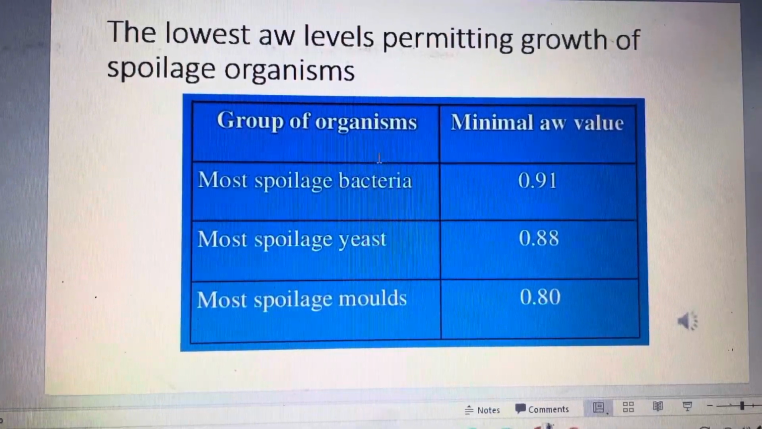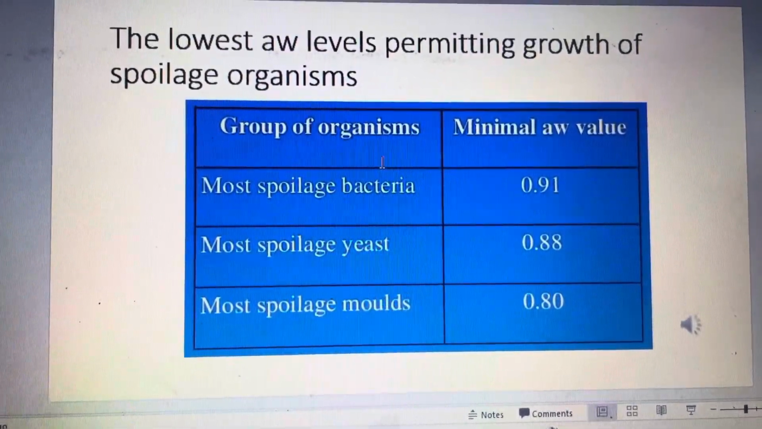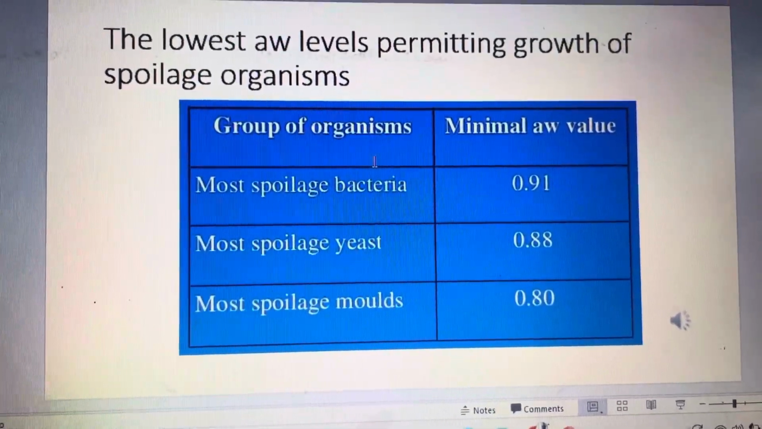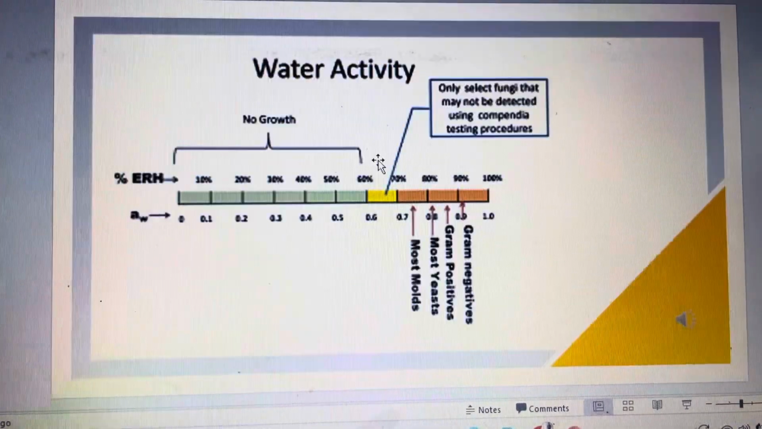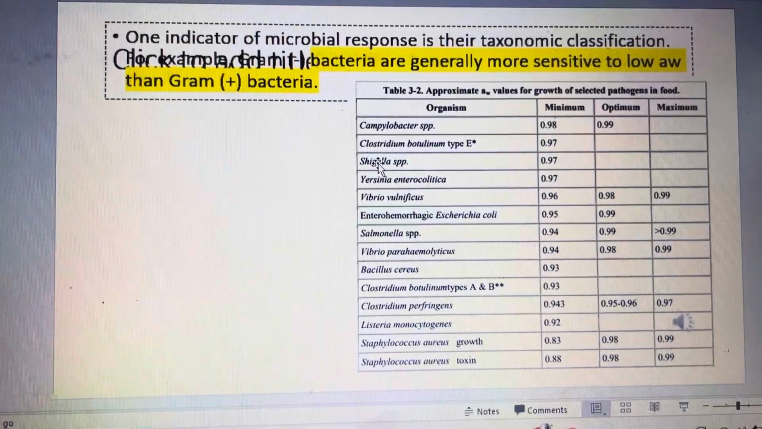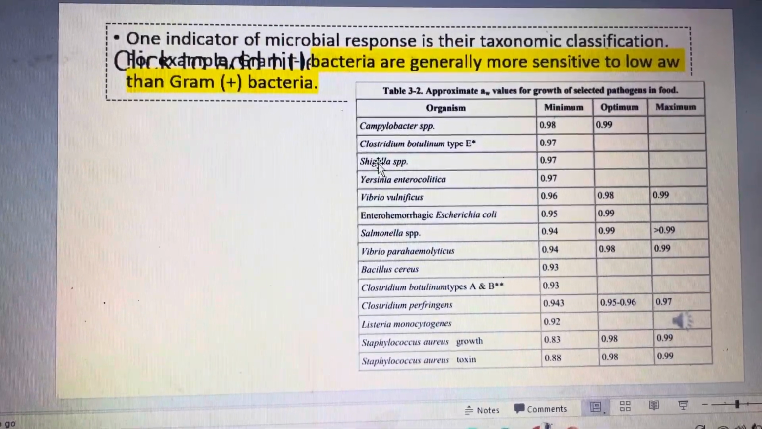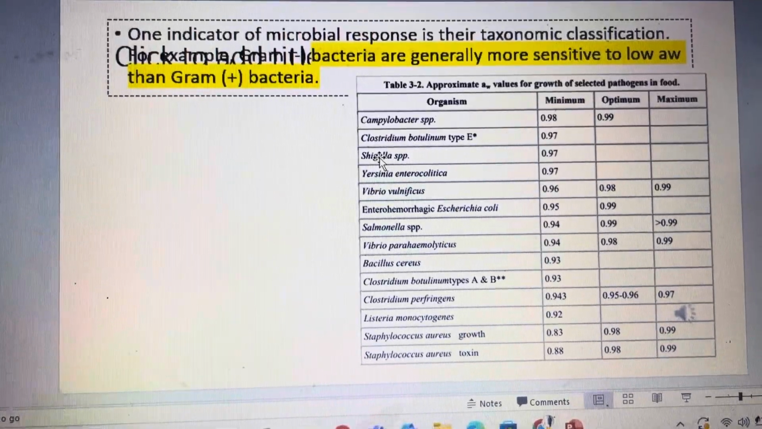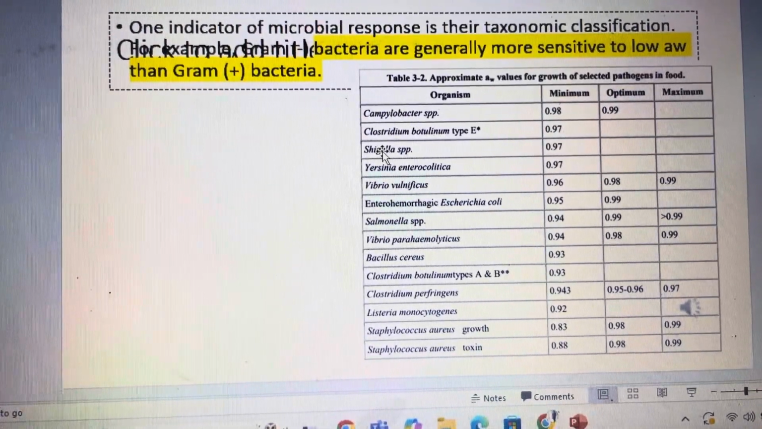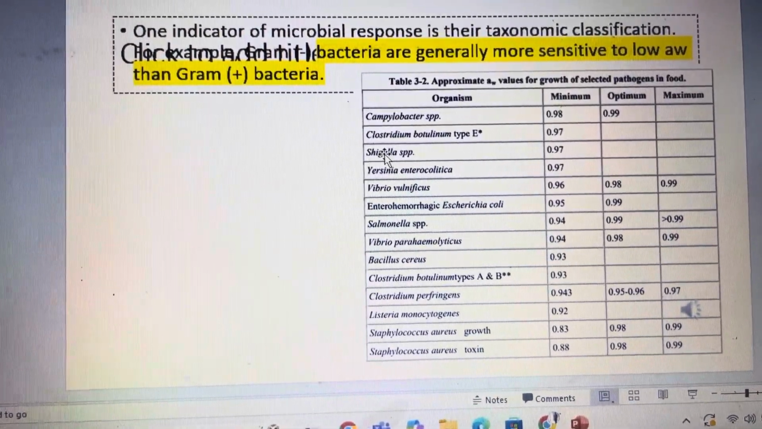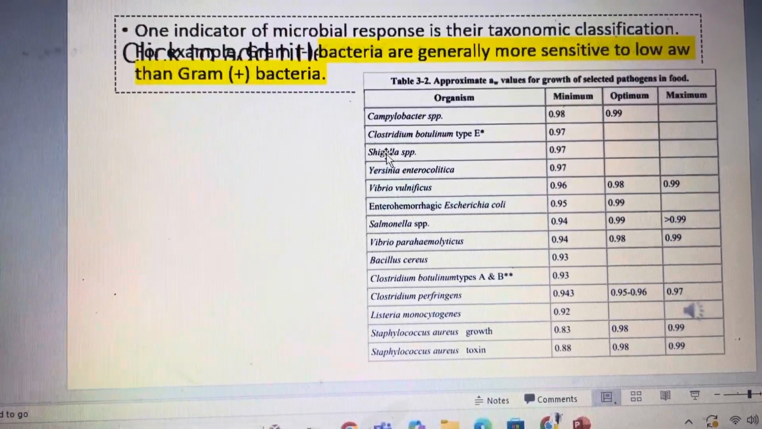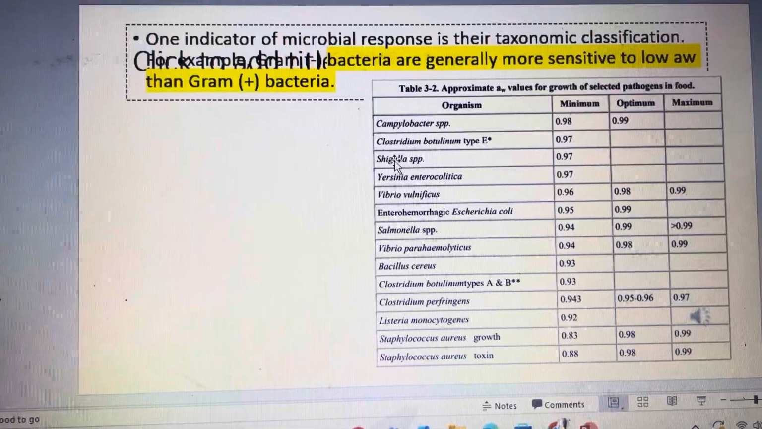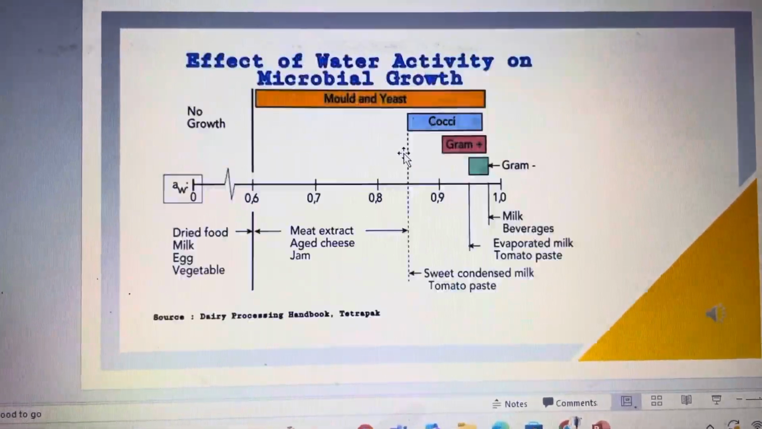Bacteria need more aw than yeasts and molds. Gram positive bacteria are sensitive to low aw. Gram negative bacteria are more sensitive to low water activity than gram positive bacteria. So that's the main thing.